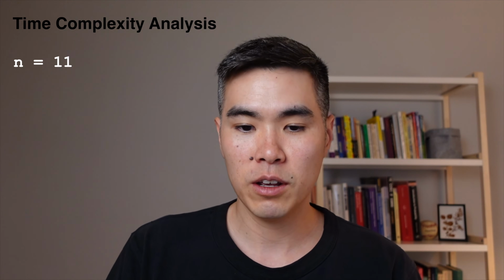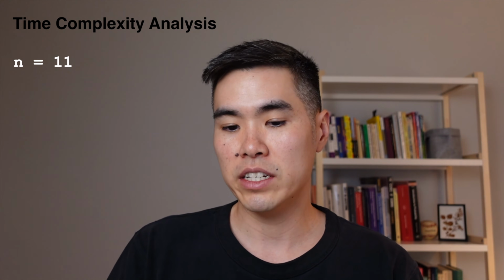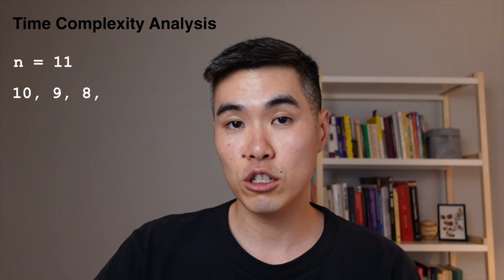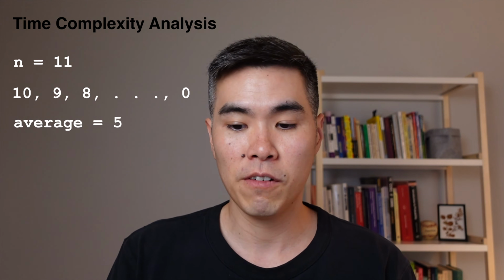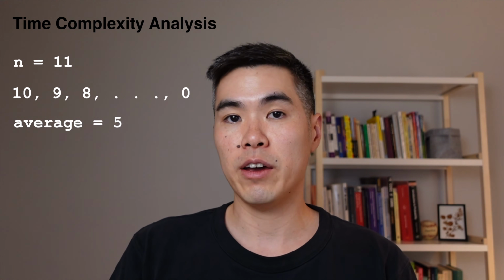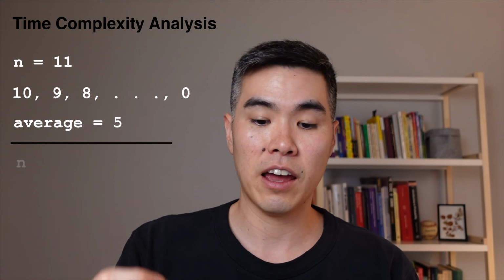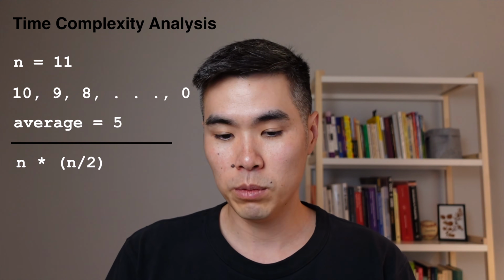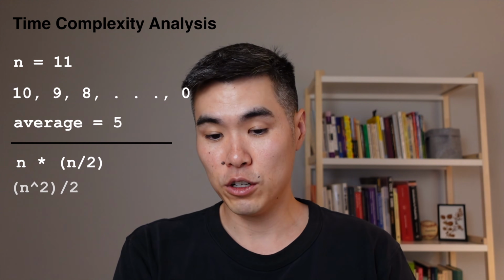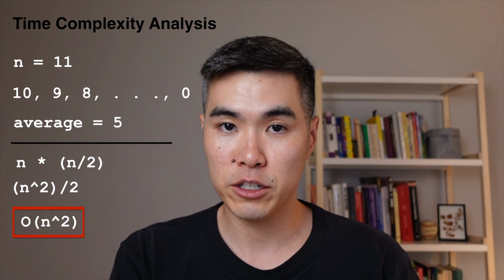If we consider a bigger example where n is 11, we can see this pattern more clearly. The inner loop is going to run 10 times, 9 times, 8 times, and so on, all the way down to 0, and if we average all of these, we get 5, which is about halfway, or n over 2. So for our time complexity, that gives us n for the outer loop, times an average of n over 2 in the inner loop, and that becomes n squared over 2. And then in big O notation, this simplifies to O of n squared.